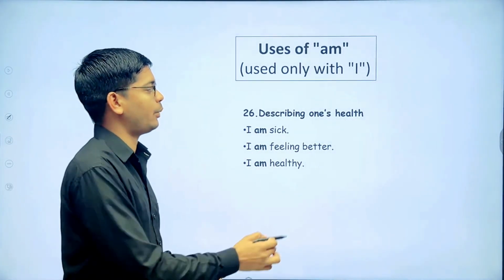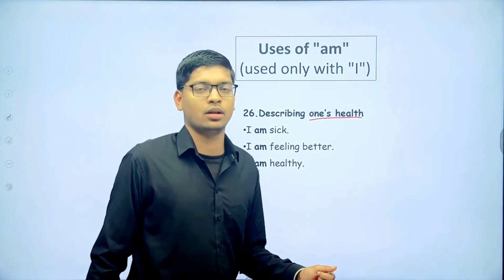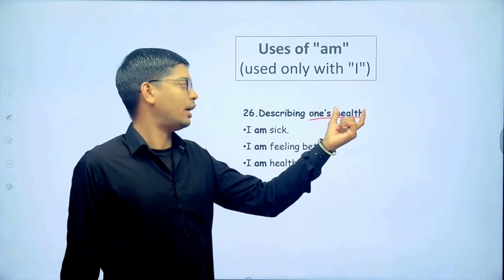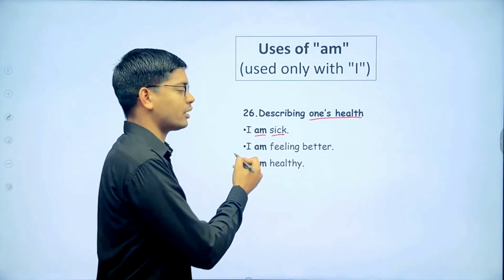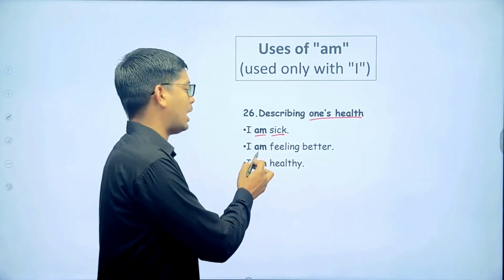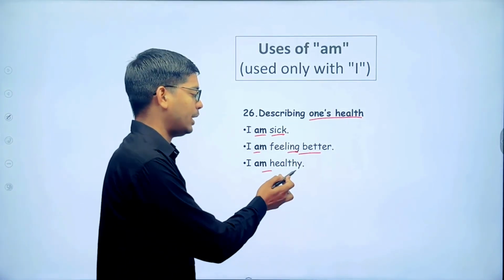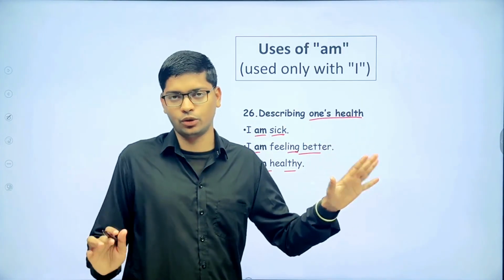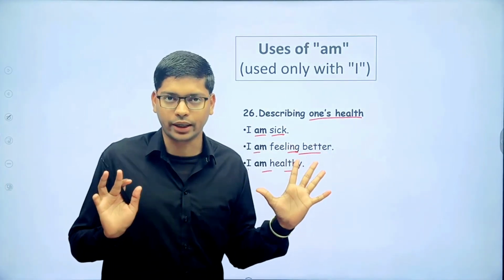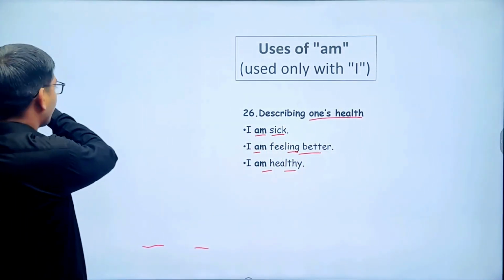Next use here, describing one's health. To describe one's health, you can use am. For example, I am sick. I am feeling better. I am healthy. To describe one's health, you can use am with I. Okay. Let's see next use.